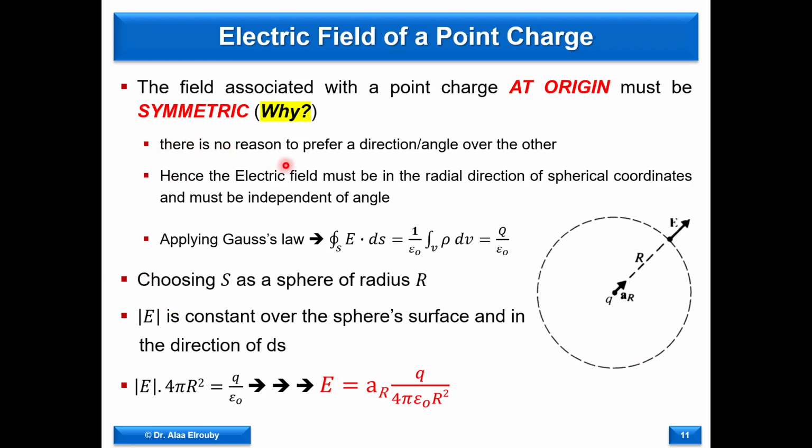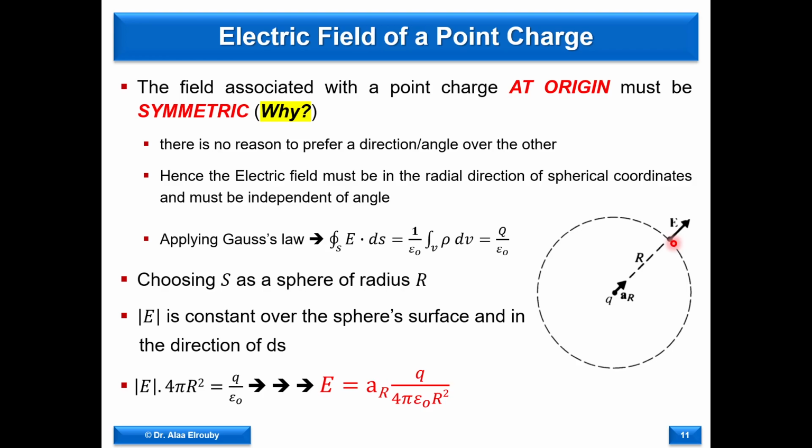So there is no physical reason from the geometry of the source, because the source here is a point, a very tiny sphere, to prefer a certain direction over the other, or a certain angle over the other. So we would expect that this point charge creates electric field uniformly or symmetrically in all directions. If the electric field is symmetric because of the physics and the geometry of the problem, how can we find the value of this electric field?